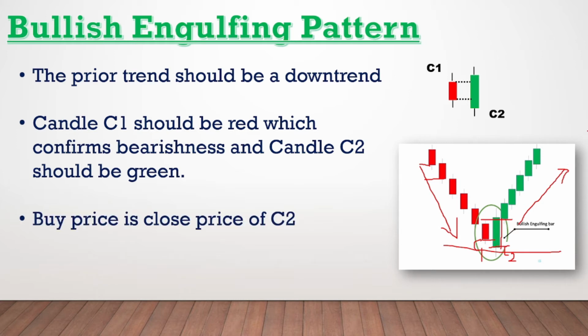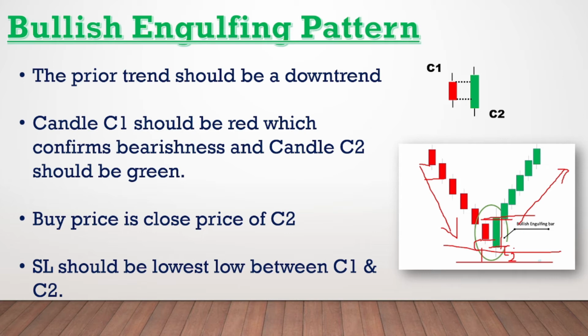Now if I want to take a position based on this bullish engulfing pattern, my buy price should be the close price of candle C2, keeping my SL as the low of the C2 candle. Ideally this is how a perfect bullish engulfing pattern should look, but on the chart sometimes even candle C1 might have a long lower shadow. Whichever candle has the lowest price, that could act as the stop loss.